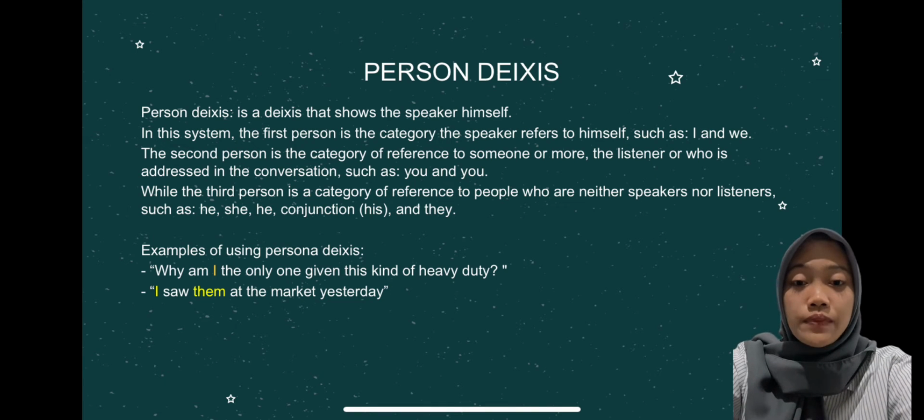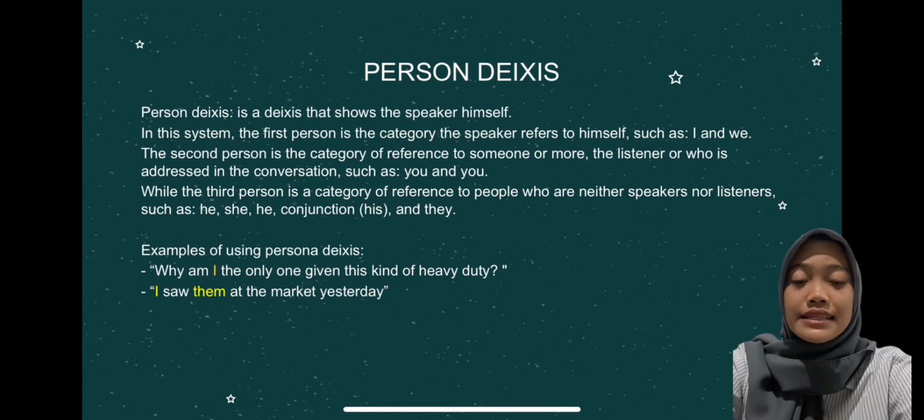Example of using personal deixis. Number 1: Why am I the only one given this kind of heavy duty? Number 2: I saw them at the market yesterday. Personal deixis is I and them.